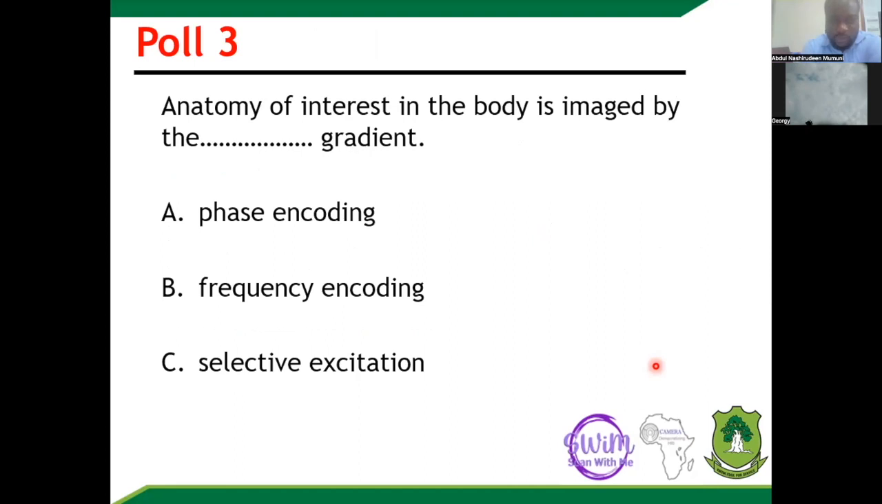Now, the next poll: the anatomy of interest in the body is imaged by which of the following gradients? If you want to select an anatomy and say, this is what I want to image, which of these gradients would help us to do that? You can type in your answers, A, B, or C.